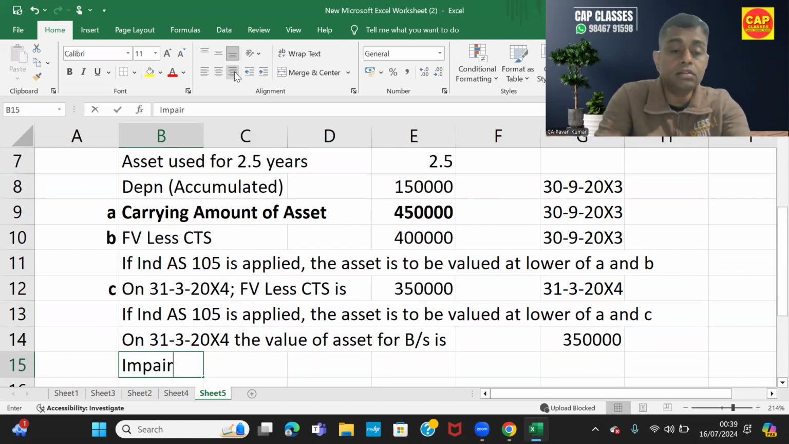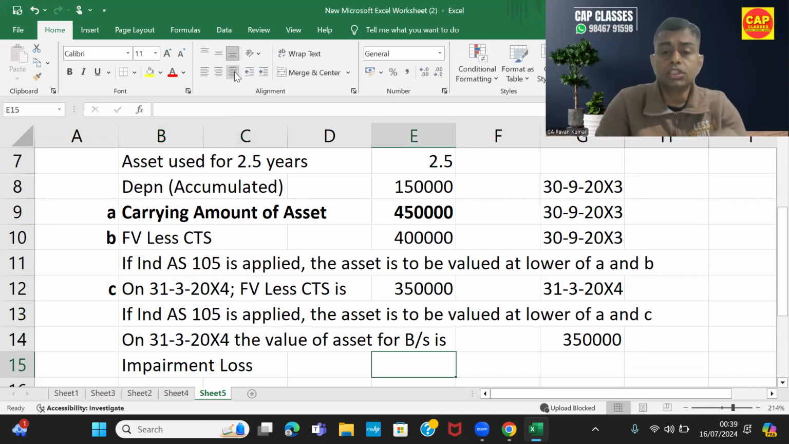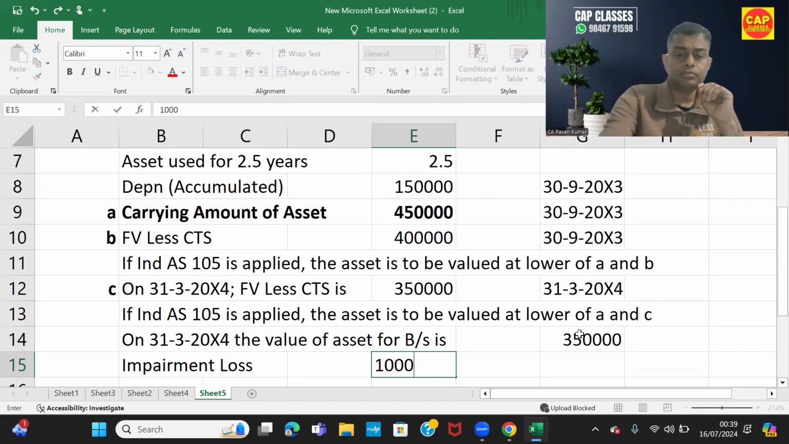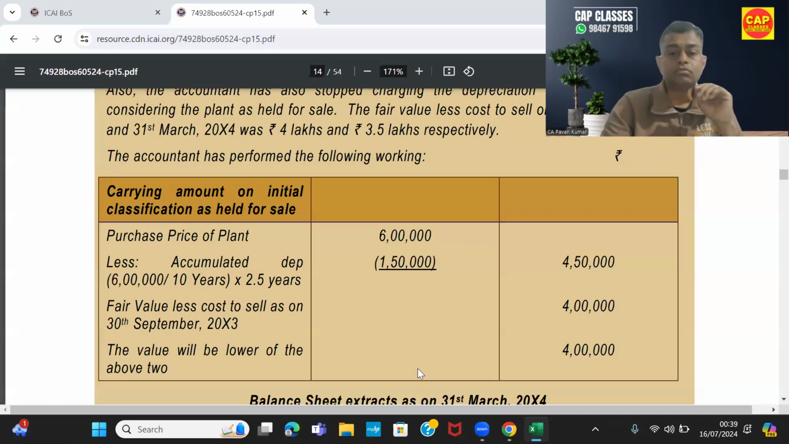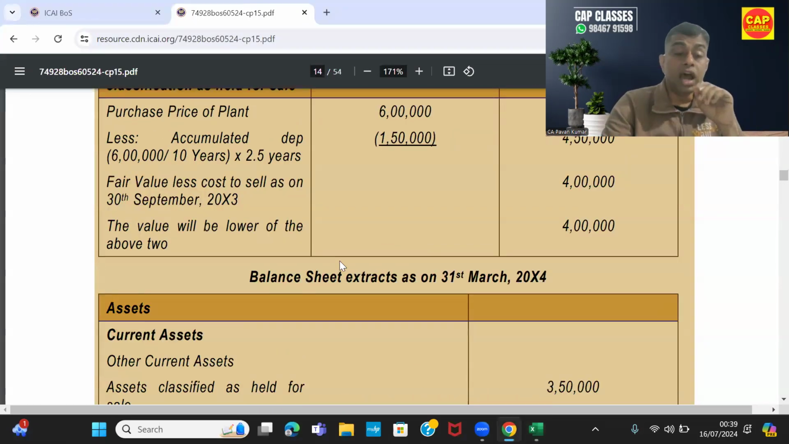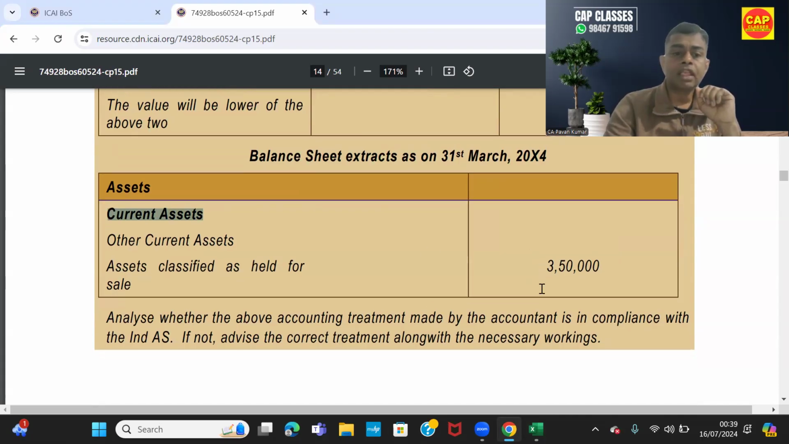Then probably impairment. You might have charged impairment loss. So 4,50,000 has become 3,50,000. So 1 lakh is impairment loss. This is what the accountant has done. Now look here. In the balance sheet, he has shown it under current assets. Why? Held for sale. Assets classified as held for sale 3,50,000.